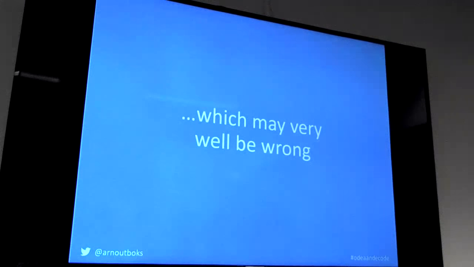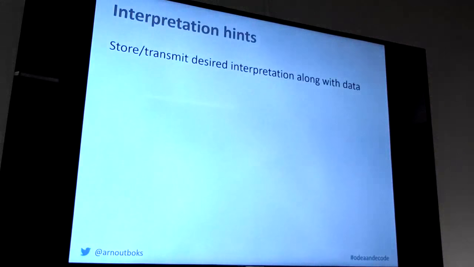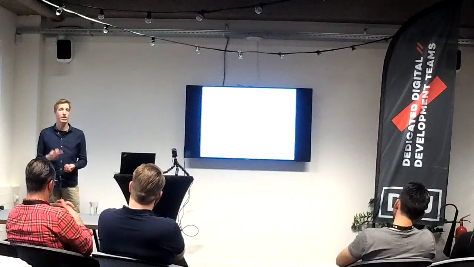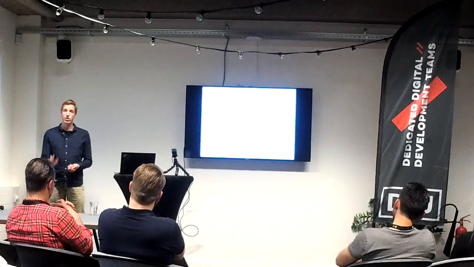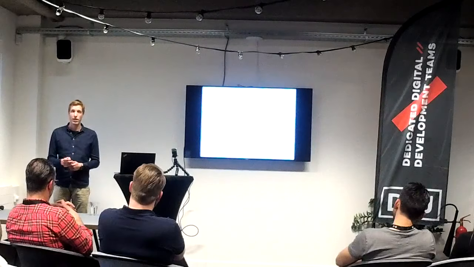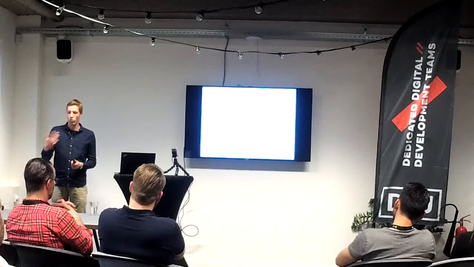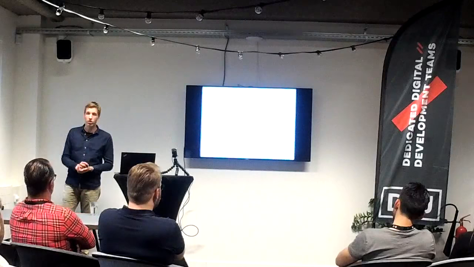We could use something that I like to call interpretation hints. We can store or transmit something along with our data that signifies how it should be interpreted to avoid us messing it up. And there are a lot of examples of this in the wild. Things like HTTP headers. When we get an HTTP response, it includes a content type header, a content encoding header, and maybe even a content language header. And it tells our browser how it should interpret the response we just sent. It says, hey, this is an HTML page, and it's encoded using UTF-8. And if you decode it like that, it is in Dutch. So your browser knows how to display it, right?